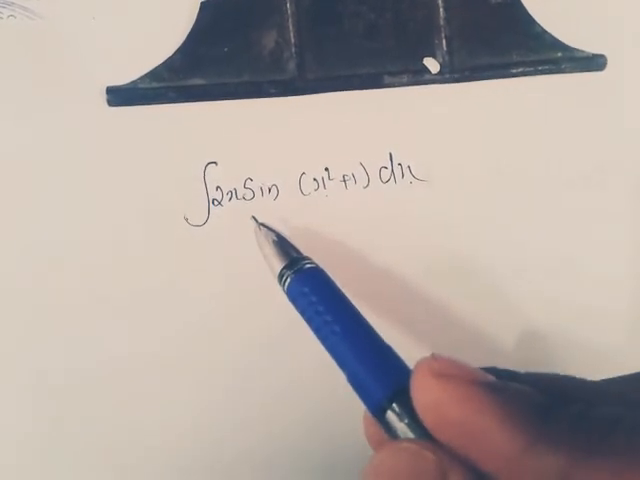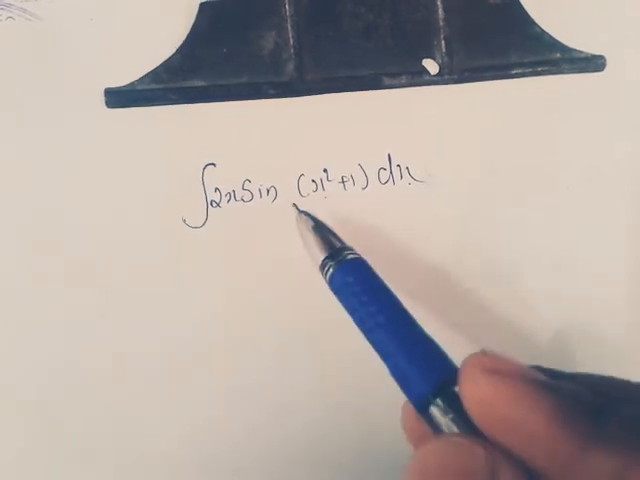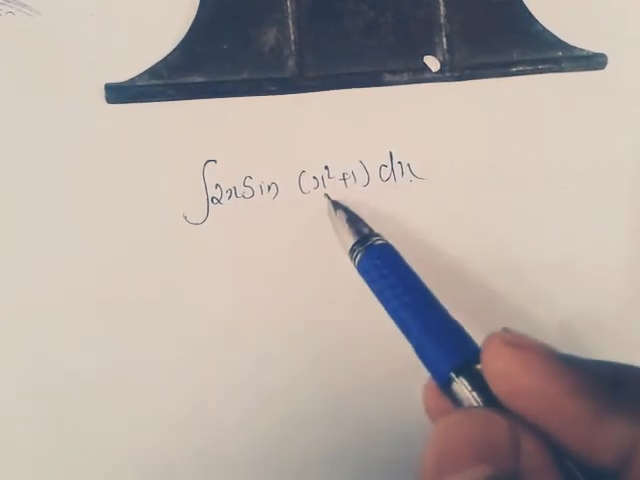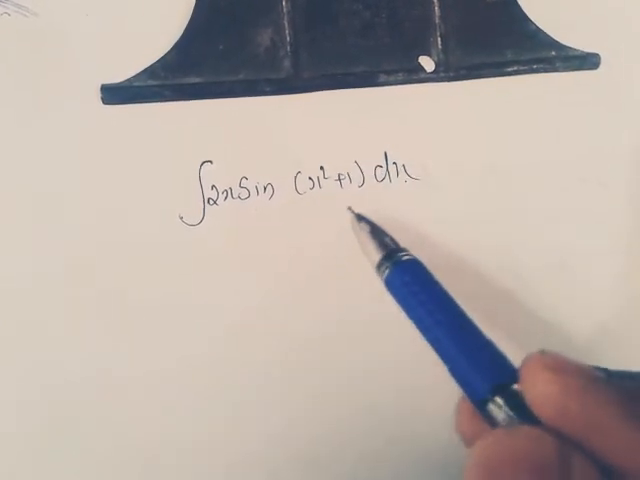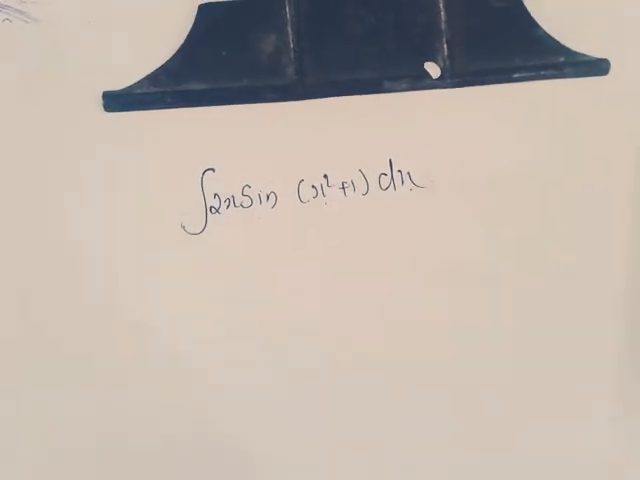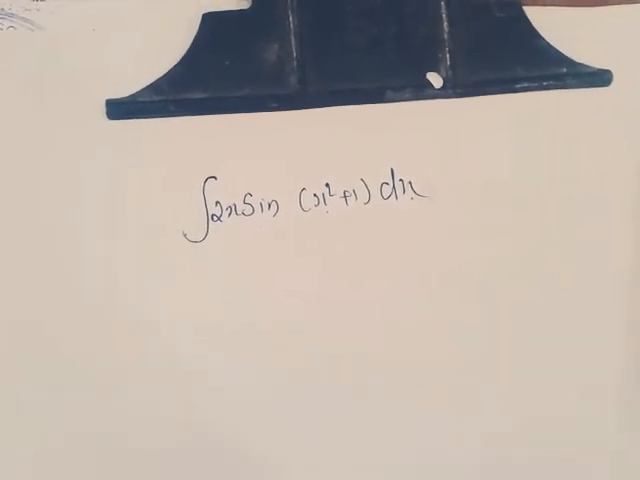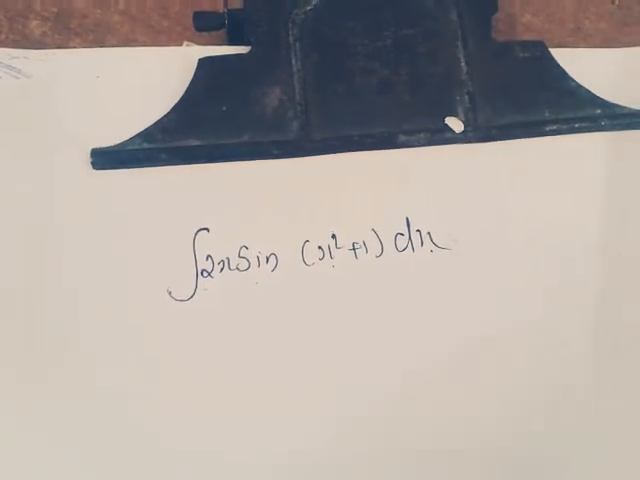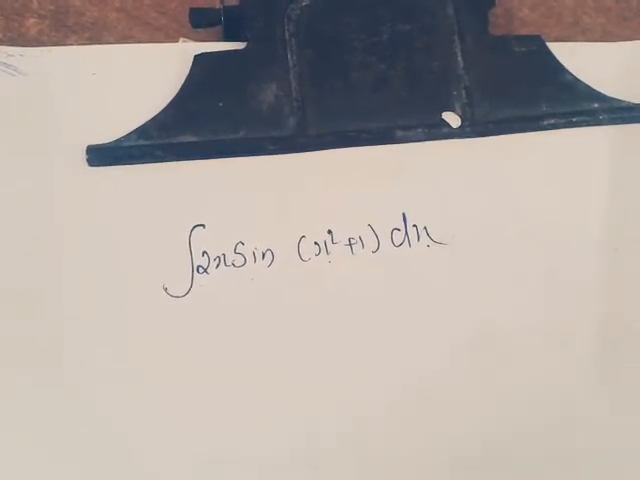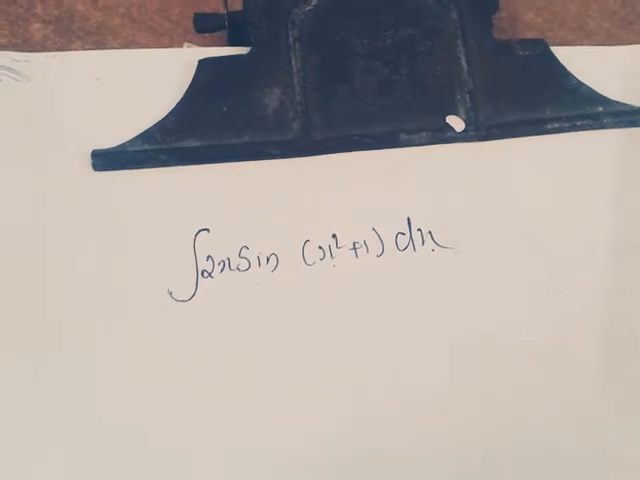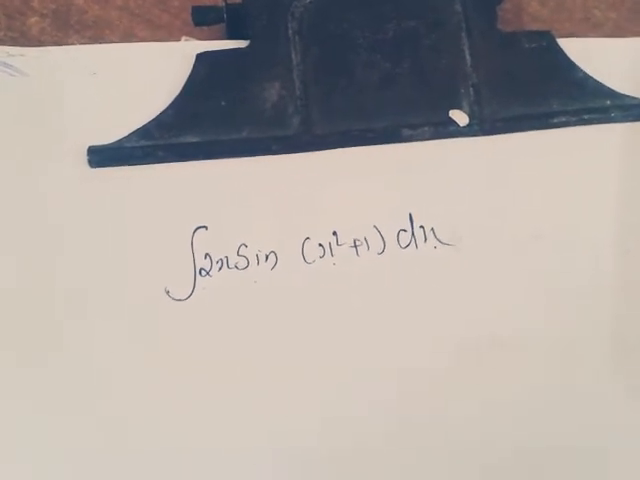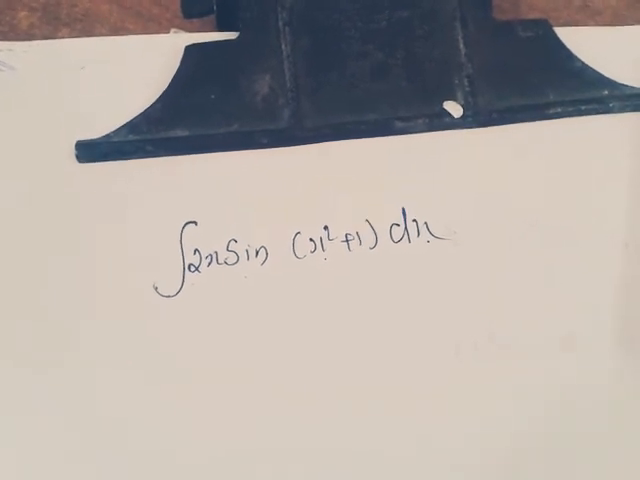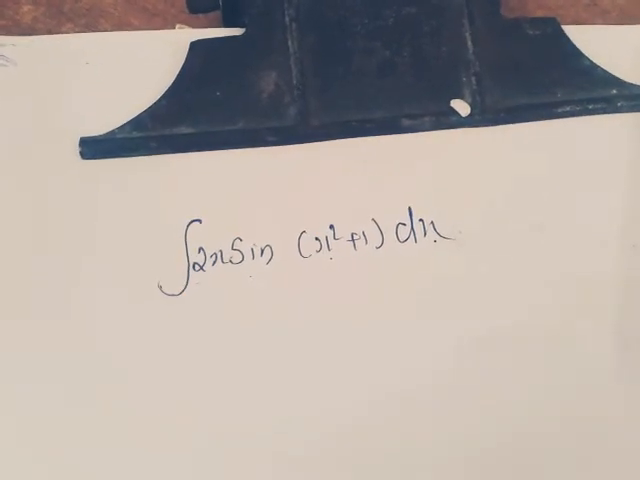What is the product rule of integration? First function into integral of second function, minus integral of differentiation of first function into integral of second function. That was the rule. As I said, we are not going to use the product rule here. The reason is that I can use the product rule easily, but if we use it, the question becomes complex. But when we use the substitution method here, this integration is going to be a very easy task for you.